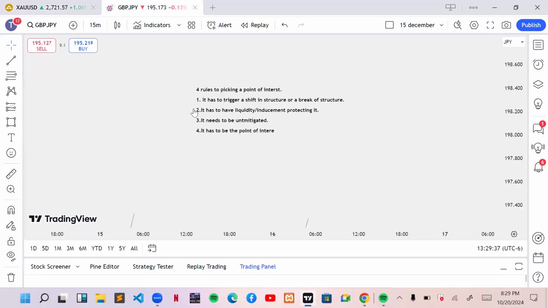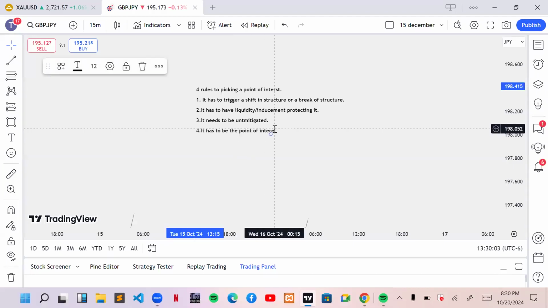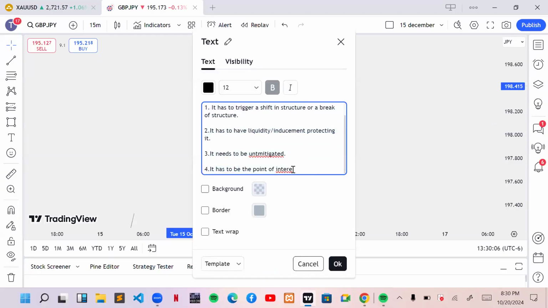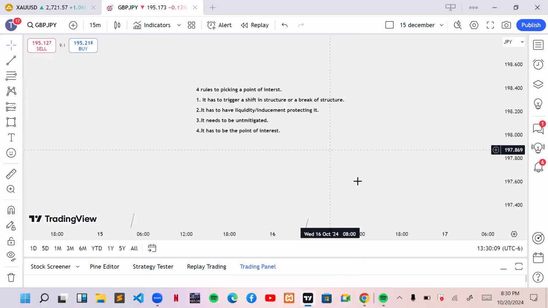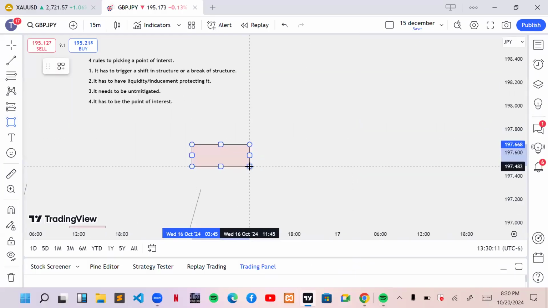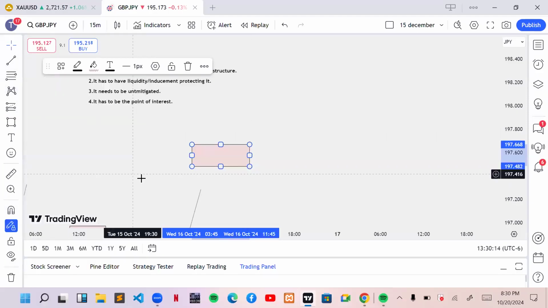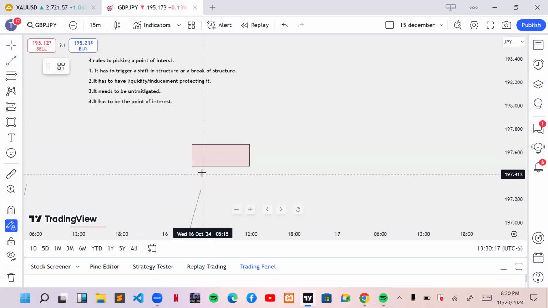The first rule says it has to trigger a shift in market structure or a break of structure. The second rule says it has to have liquidity protecting it. The third rule now says it needs to be unmitigated. Proper mitigation is when, after the market breaks structure or has a shift in market structure, the market comes back to tap into a point of interest. That is what mitigation is. Mitigation is only valid when it happens after a break of structure or a shift in market structure. So, for example, this is our order block right here, and the market breaks past that zone, and the market breaks past that zone.